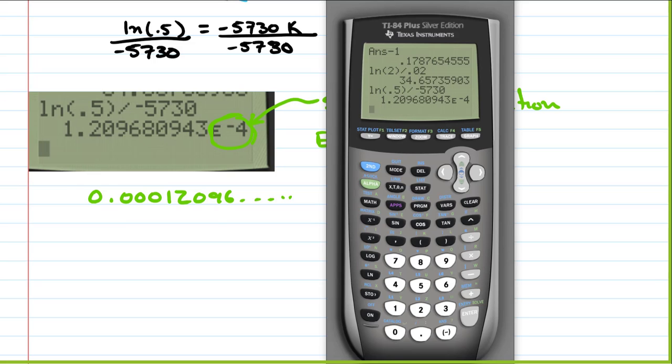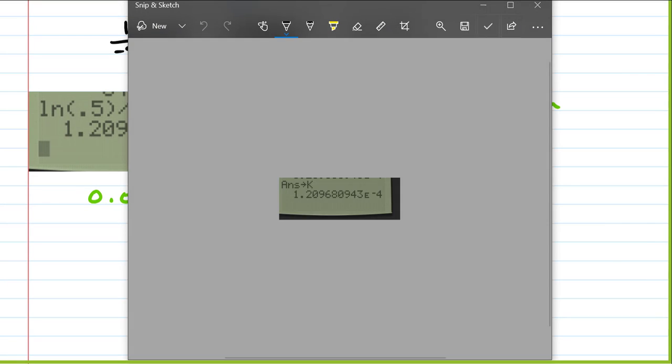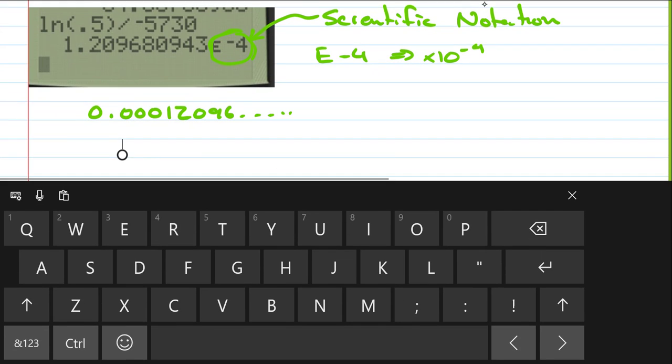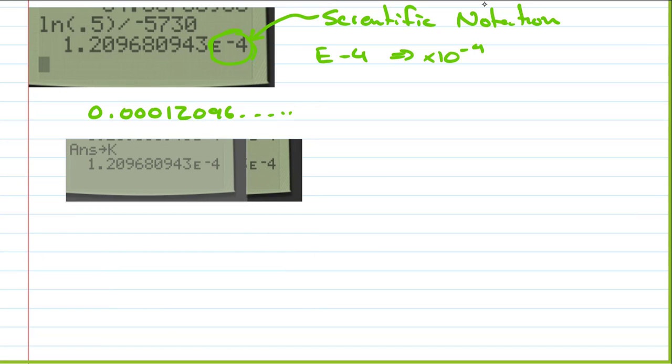If we're just doing this in our calculator, we don't have to bother because we can just go store and save that thing in our calculator as k. So now I've stored my decay rate into my calculator for later use. And that gives me what I need for step 3.